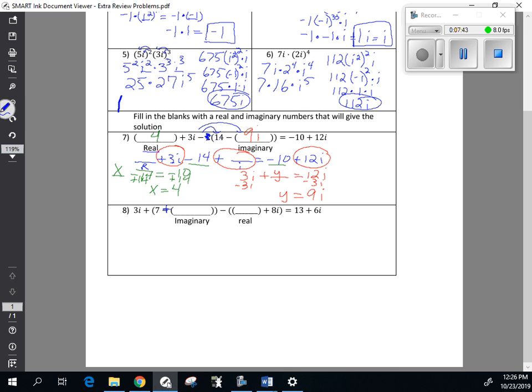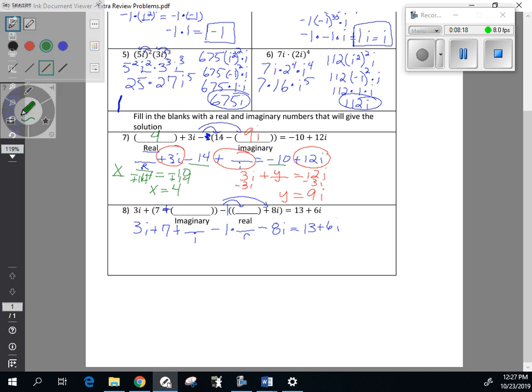Okay. So let's try this again with the bottom problem. Okay. So something very similar. I write my 3i plus 7. I remember I rewrote this as a plus, some imaginary number. Now I have a negative in parentheses, so I distribute my negative. So this is going to be minus 1 times whatever my real number is, minus 8i is equal to 13 plus 6i. Something very similar that I did with the previous problem.